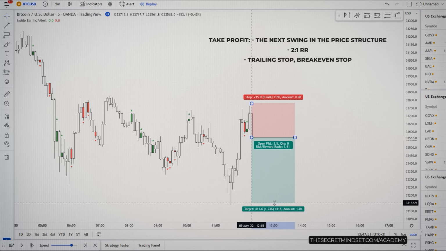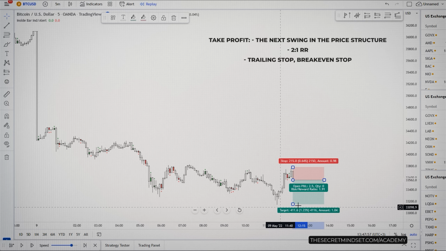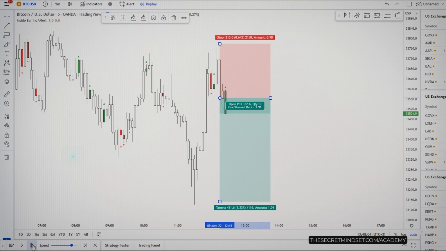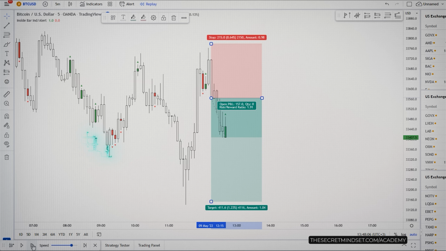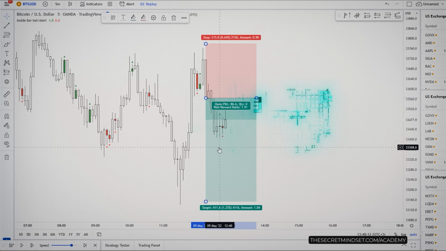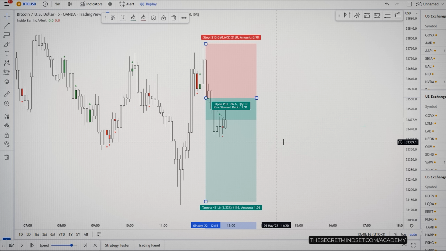As for take profits, as I'm trading the 5 minutes chart and I'm scalping, I target the next swing in the price structure, at least. In this case, this swing. Then you can use a trailing stop, a break-even stop, or whatever money management technique you prefer. But your trade should offer a positive risk-to-reward ratio.